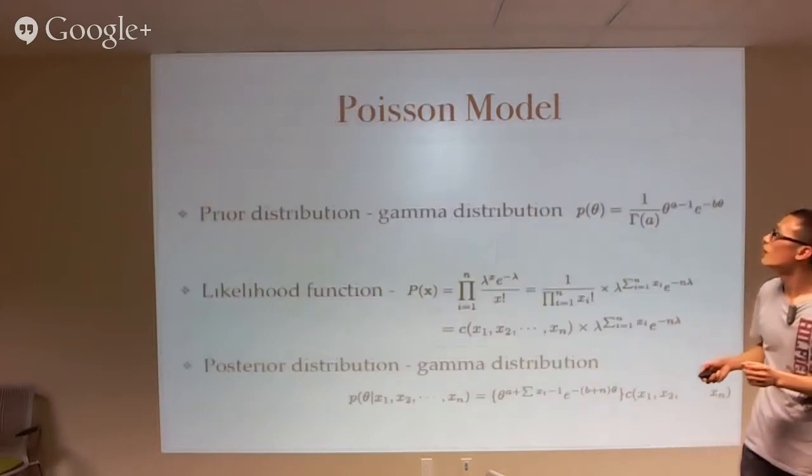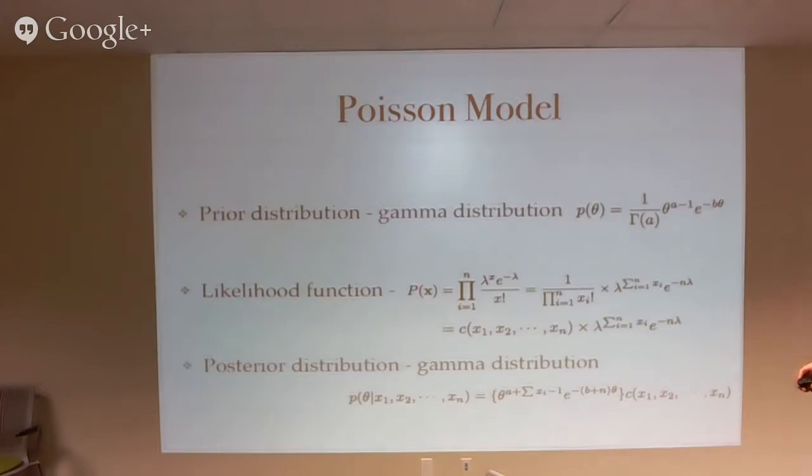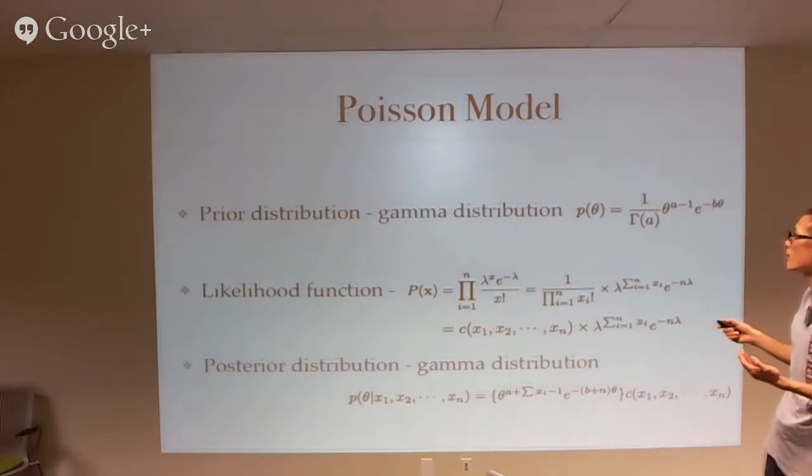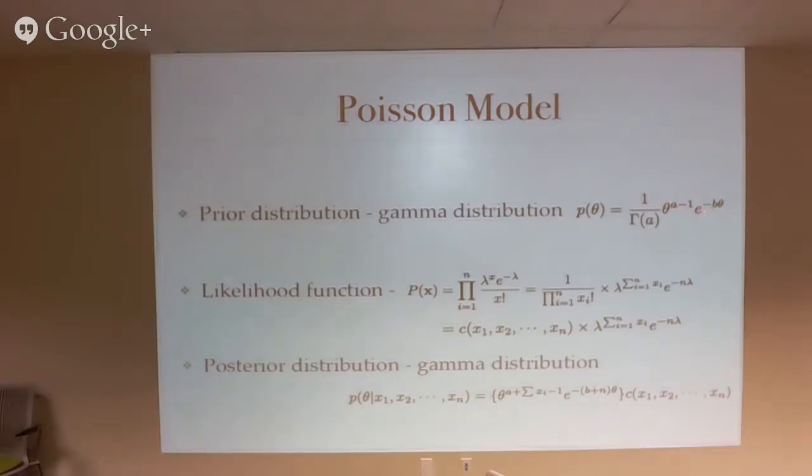Okay. And the next model is the Poisson model, and we also have a prior distribution, but this time the prior distribution is a gamma distribution. The gamma distribution, we can write it in this way. This is the gamma function, and theta to the power of a minus 1 and e to the power of negative b times theta.